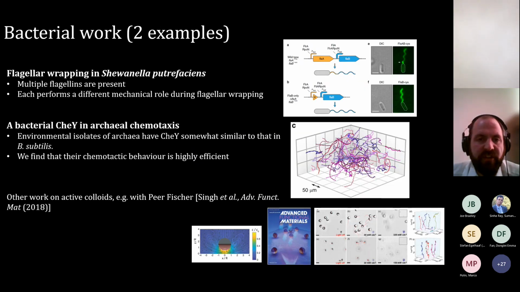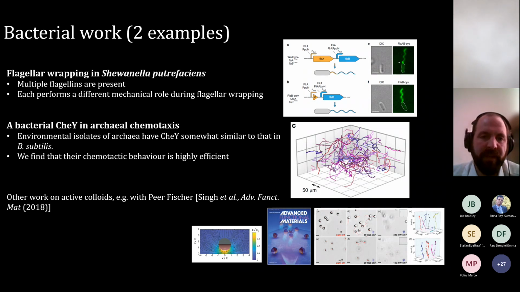I wanted to focus today on 2 examples that are probably closer to colloidal science and soft matter, because I think this is more interesting to the community. I'm going to talk about flagellar wrapping in a bacterium called Shewanella putrefaciens. This is in collaboration with Kai Thormann from Gießen in Germany. And in the second example, I'm going to talk about archaea, which are an interesting third branch of the tree of life. Aside from bacteria and eukaryotes, and again, eukaryotes are plants, animals, fungi, that sort of thing, the archaea are a distinct third branch that some people claim are ancestors to the other 2 branches.